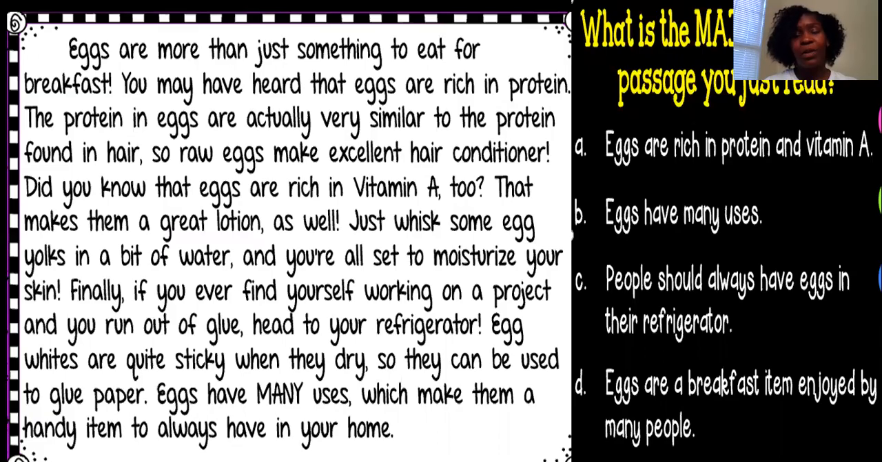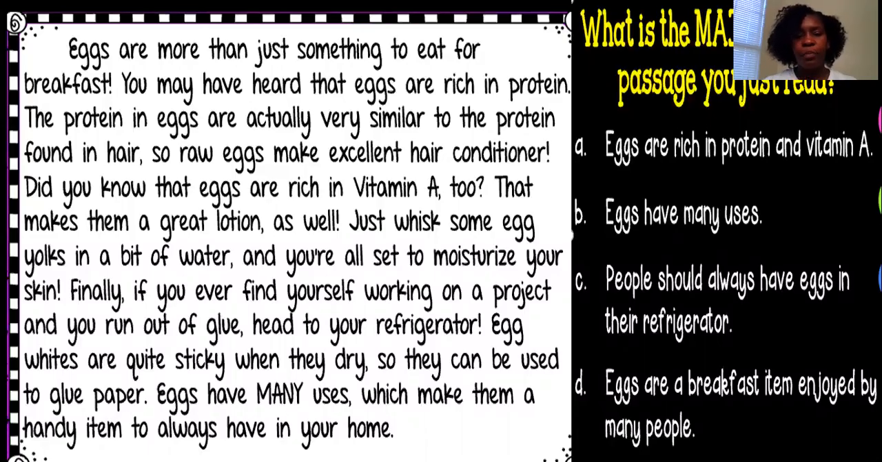B, was it all about how eggs have many uses? Now, when I look at it, I did see that it gave me different examples of how eggs have many uses. It talked about how eggs could be used as a hair conditioner, how they could be used as a lotion, and even as glue to glue paper. So I'm going to question B, but I'm always going to check all of my answer choices.